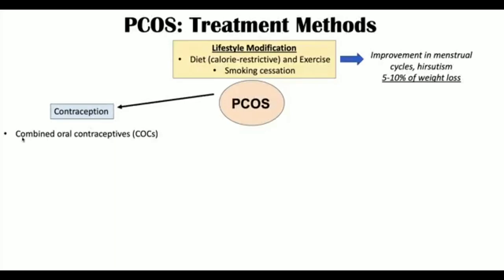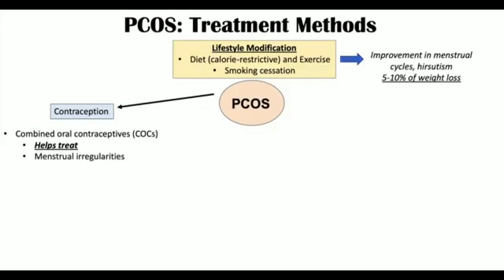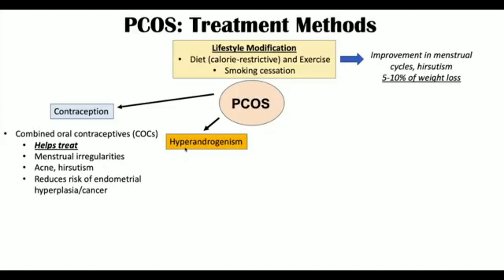Use of contraceptive medications. It will help treat the menstrual irregularities, acne, hirsutism, and it will reduce risk of endometrial cancer. And to treat hyperandrogenism, you have to take finasteride. Finasteride, spironolactone, eflornithine cream, and gonadotropin agonist.